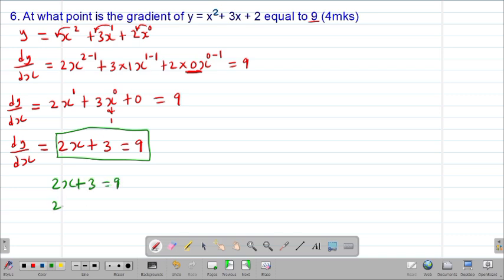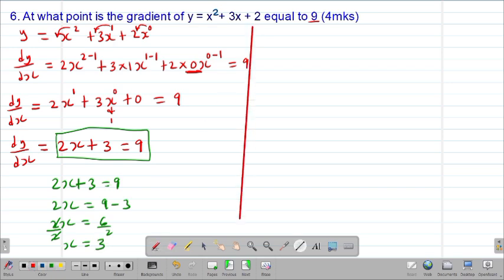So clearly 2x will be equal to 9 minus 3. I'm going to get 6, divided by 2. So clearly the value of x will be equal to 6 over 2. That will give me 3. So the value of x is equal to 3.